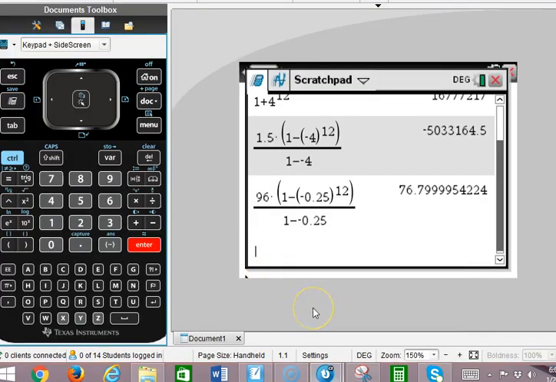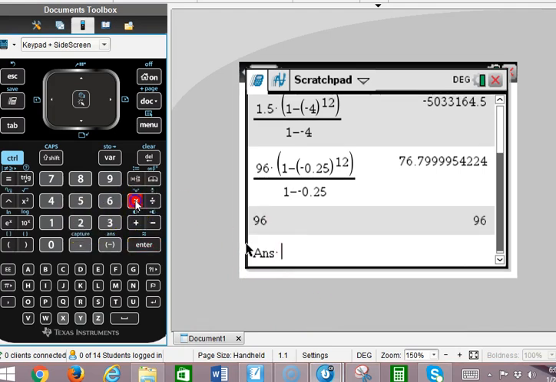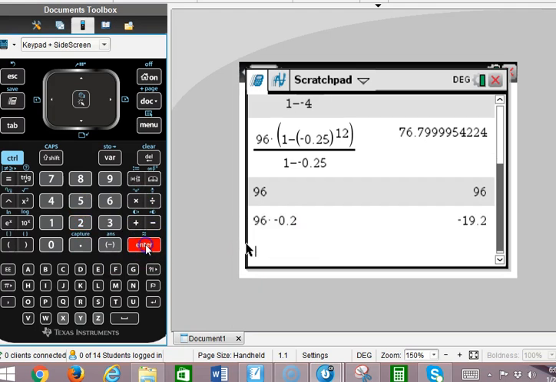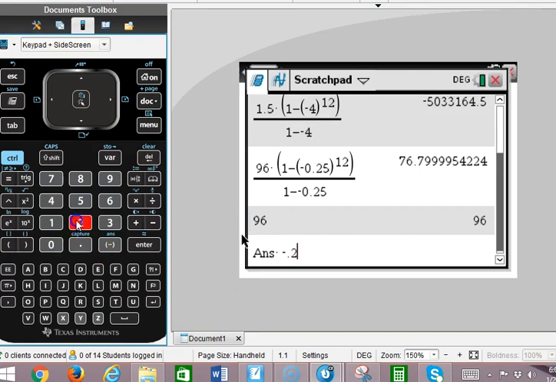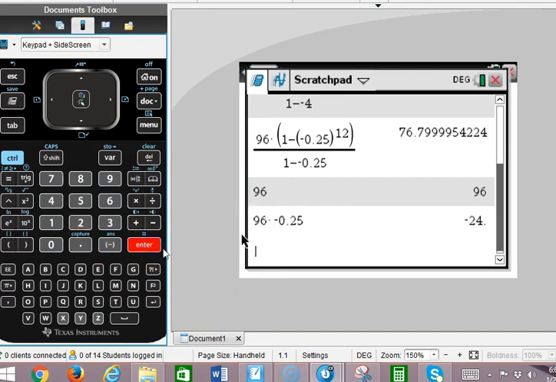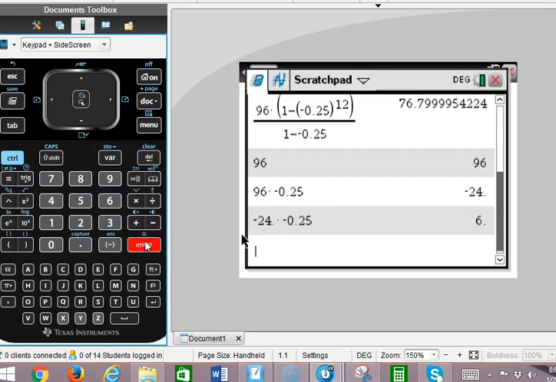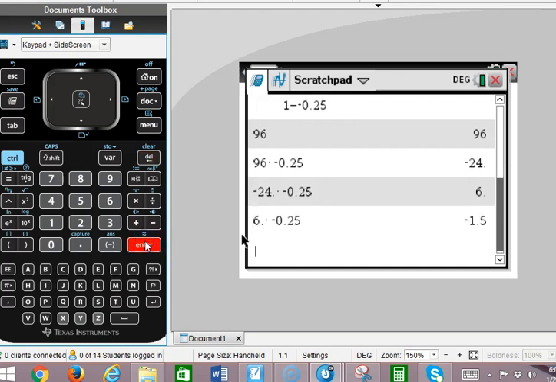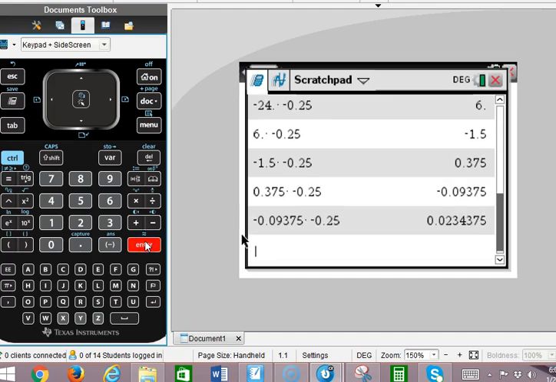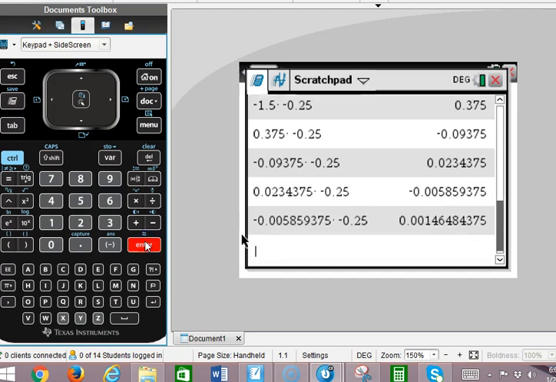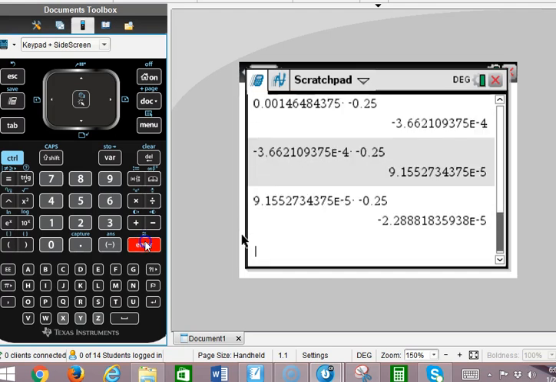If I start out with 96 as my first term, and then I multiply this by negative 0.25, and then I keep multiplying. Oh, so that should be negative 0.25. Let me delete this and do that again. Okay, so times negative 0.25. There we go. And then I push enter. Then I enter. That would be 6. Then I get negative 1.5. So let's see what happens next. This is term number 5, term number 6, term number 7, term number 8, term number 9, term number 10, term number 11, term number 12.